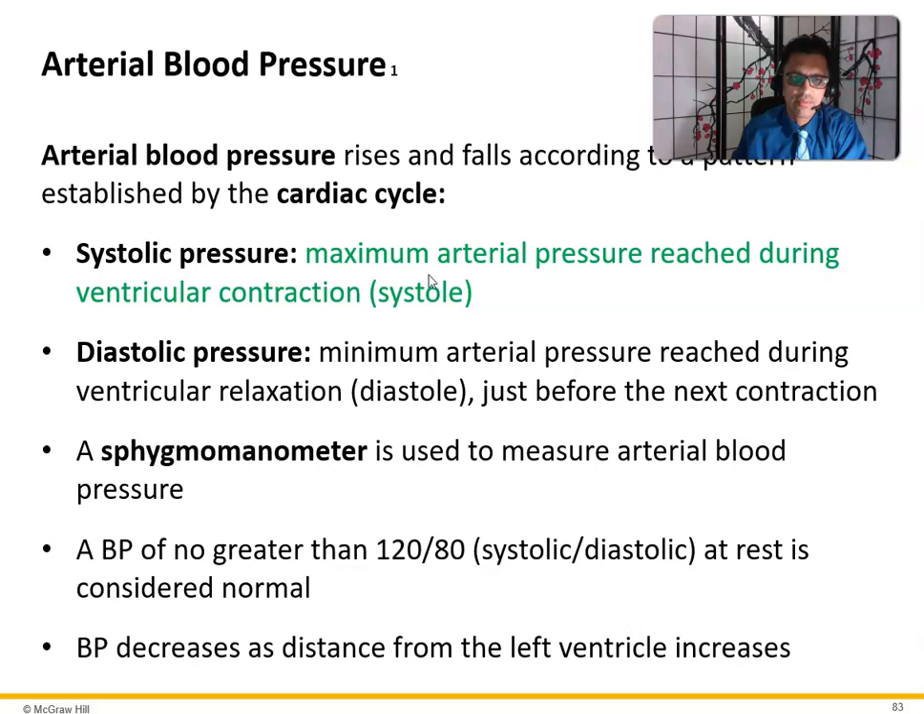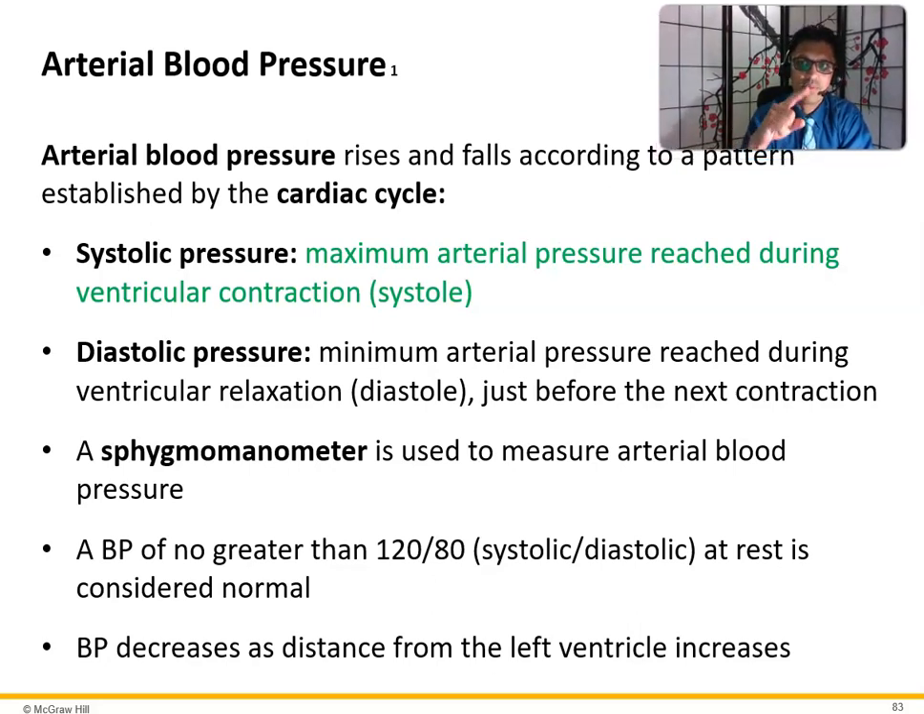Systolic pressure is the maximum arterial pressure reached during ventricular contraction, systole. So if you look at 120 over 80, that would be the first number, 120. Diastolic pressure is the minimum arterial pressure reached during ventricular relaxation. So that's the 80. Okay, so 120 over 80. 120 is the systolic blood pressure, and 80 is the diastolic pressure.